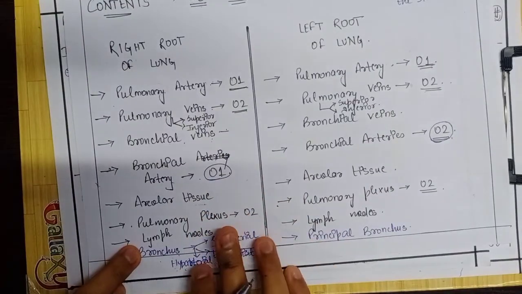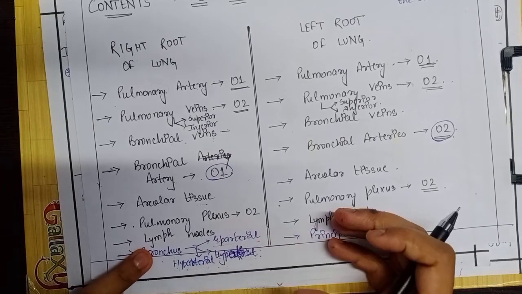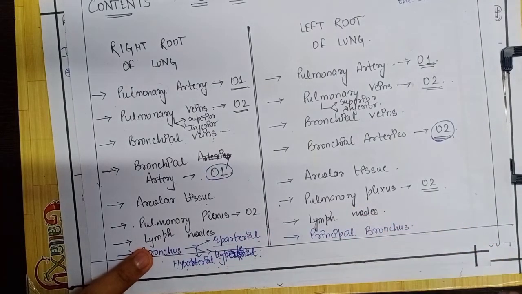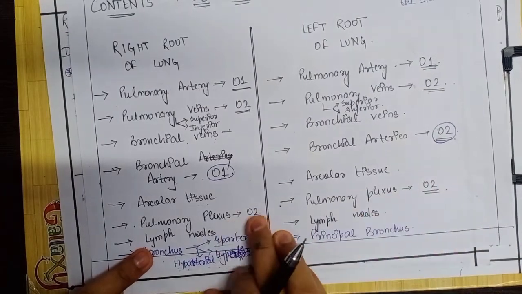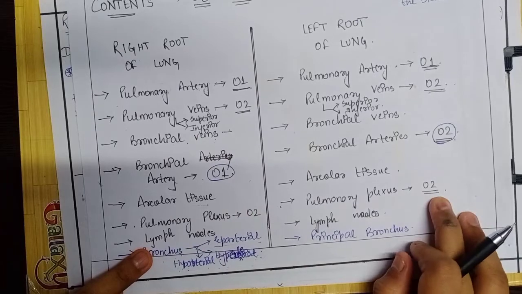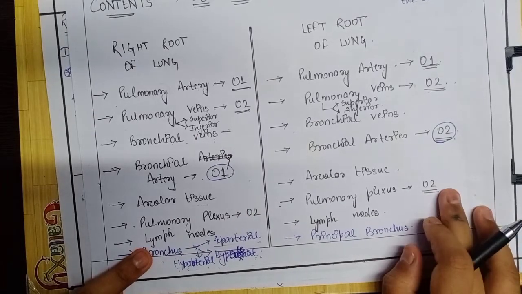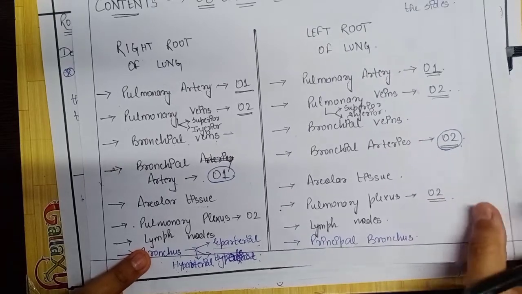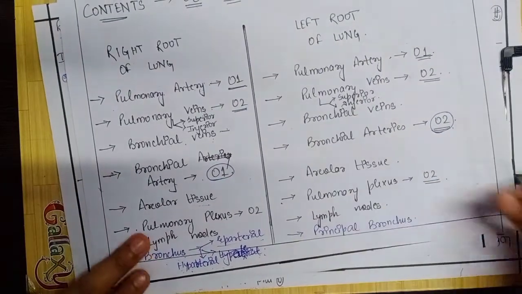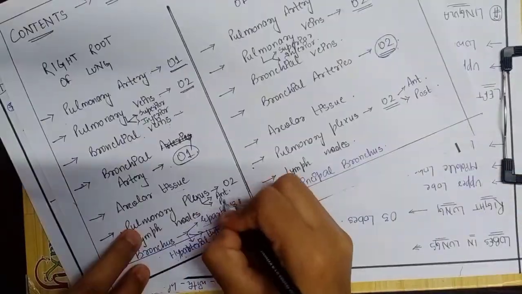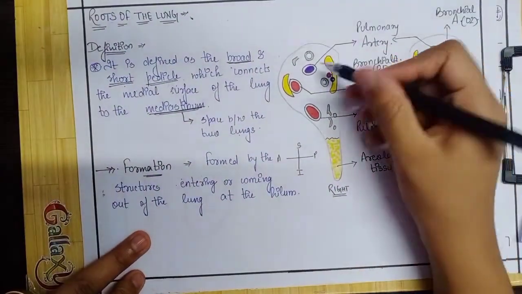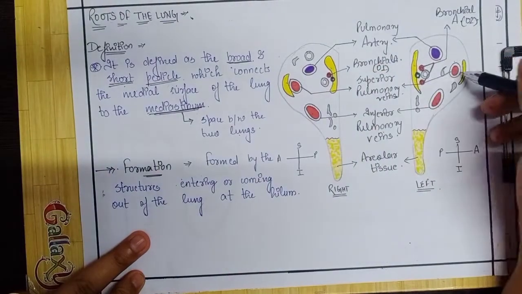Then we have the pulmonary plexus. Plexus means a group of nerve bundles, right? Similar to the brachial plexus. So we have the pulmonary plexus in the lung, and we have two pulmonary plexus on each side. One is the anterior pulmonary plexus, and another one is the posterior pulmonary plexus. Let me write this also here. So, let's mark it. These two yellow colored structures are plexus.